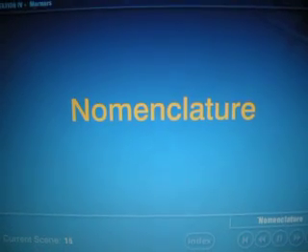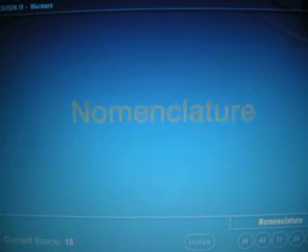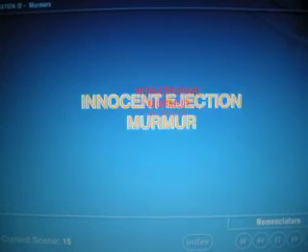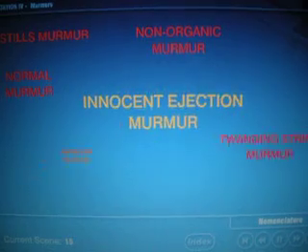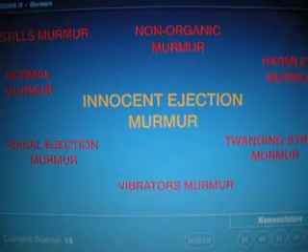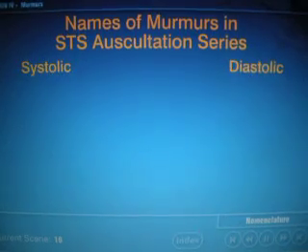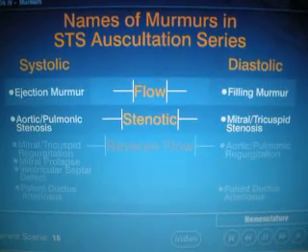Nomenclature, the names of murmurs, can sometimes be confusing, for in the past, a great variety of names were given to the same murmur, more than 40 different names to the innocent ejection murmur alone. The names used here are simple, accepted, and based on the cause of the murmur.